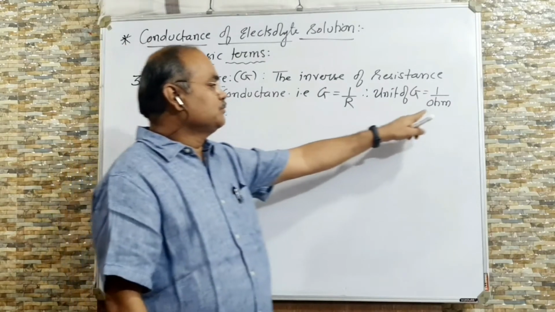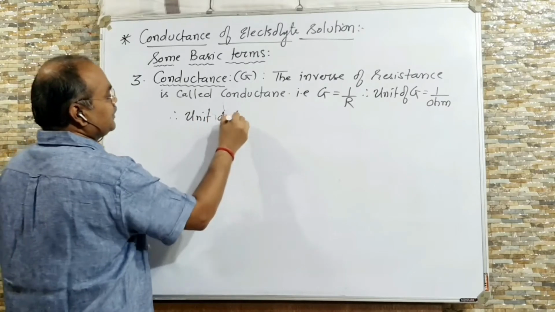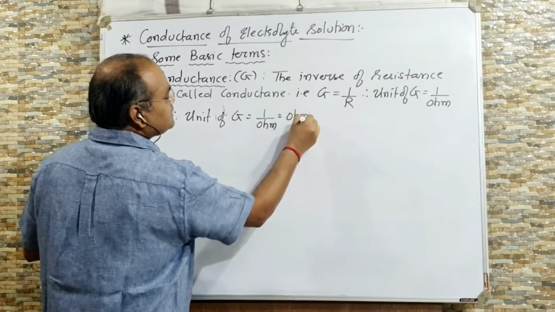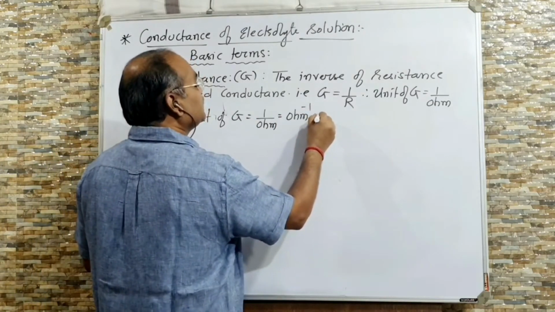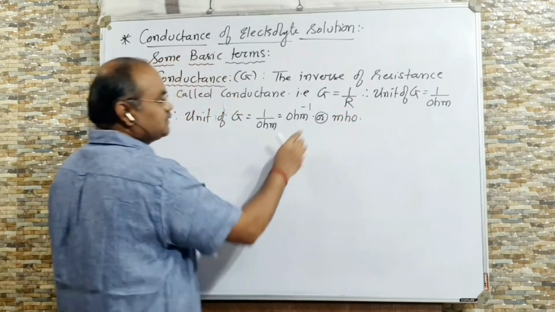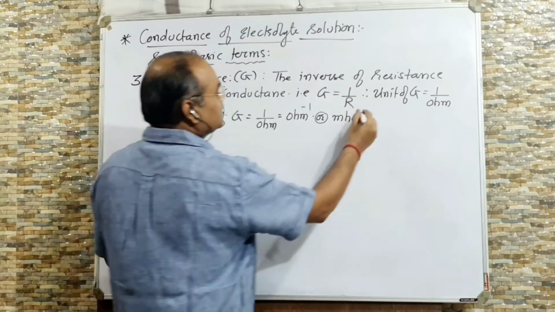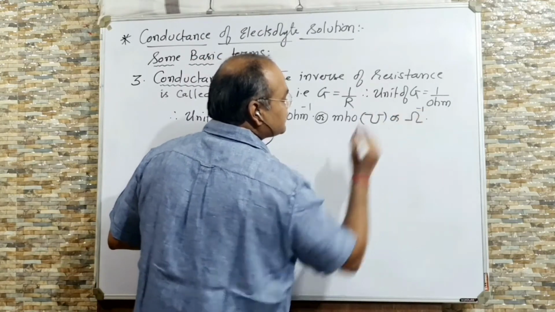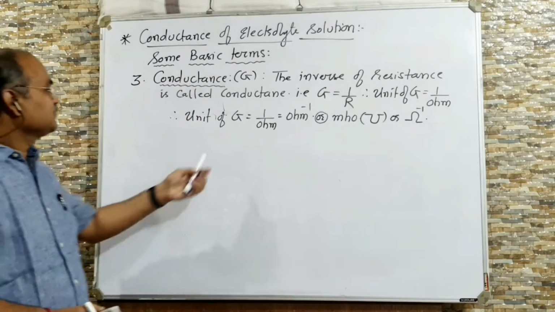Because unit of R is ohm. So therefore, unit of G is equal to 1 by ohm, which is equal to ohm inverse. Inverse of ohm, and inverse of ohm you can write mho, MHO. See, mho is an inverse of ohm. So mho is also written. Symbol is this one, or ohm inverse. So this is the unit of conductance.